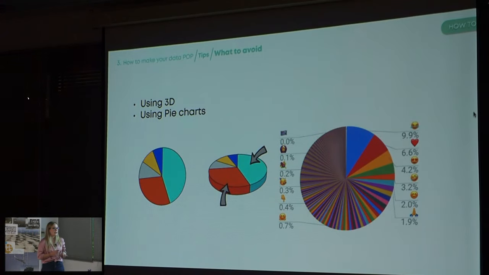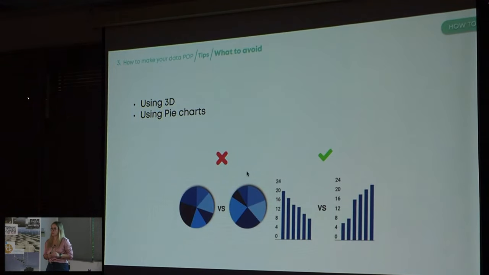So our brain has problems interpreting perspective. I would rather use bar charts that are more clear and quicker to understand than a pie chart, for example.